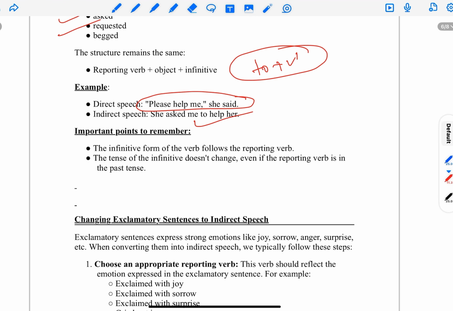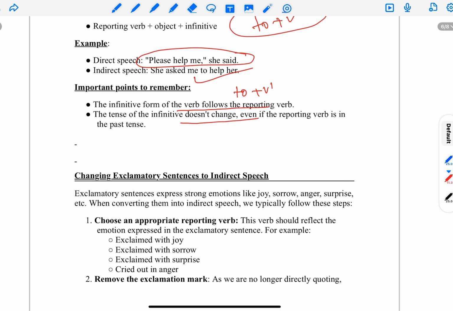Points to remember: while changing an order, request or command sentence, please keep in mind that the infinitive form of the verb follows the reporting verb. Infinitive form of the verb means 2 plus b1 form of the verb. The tense of the infinitive does not change. 2 plus b1 will always remain 2 plus b1; its tense will not change.